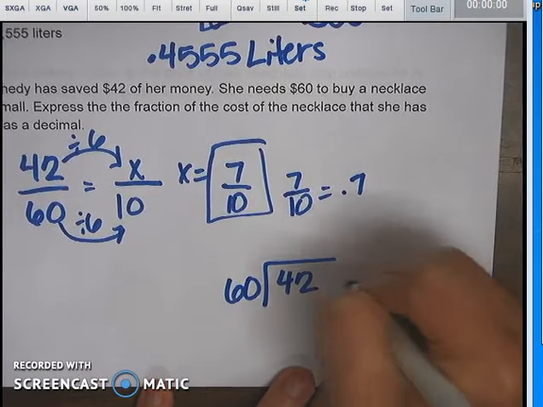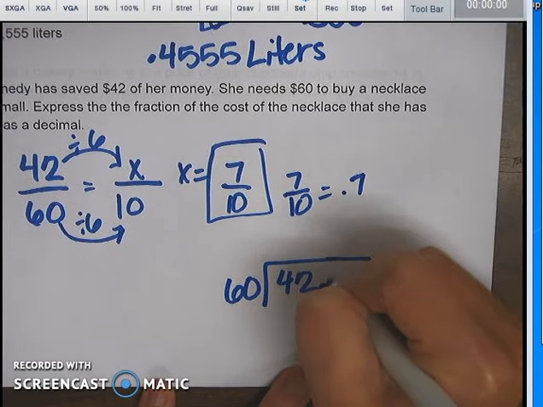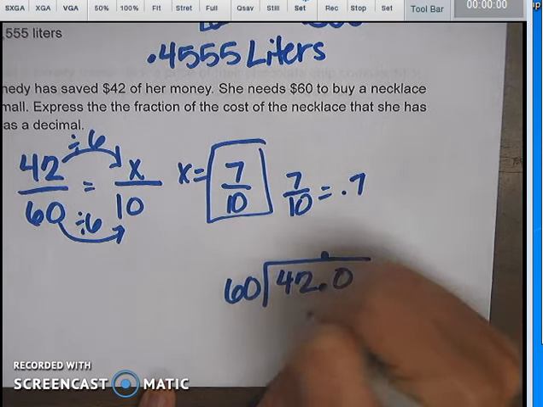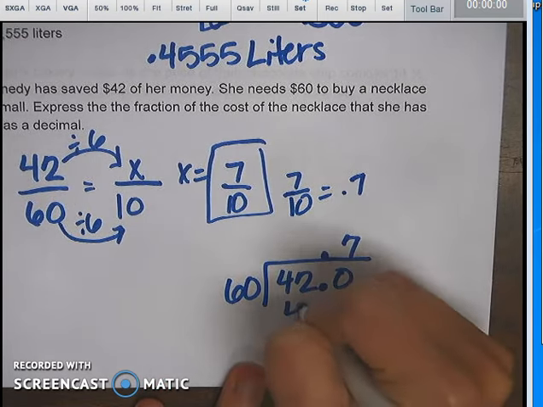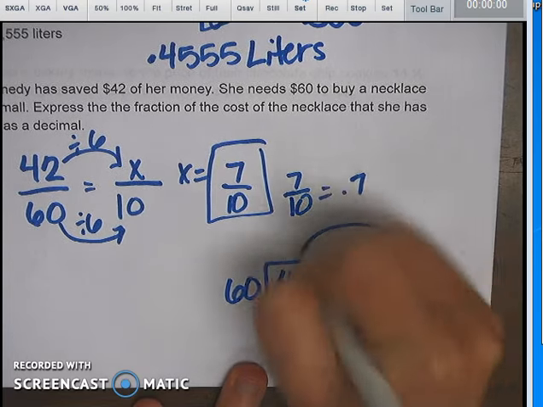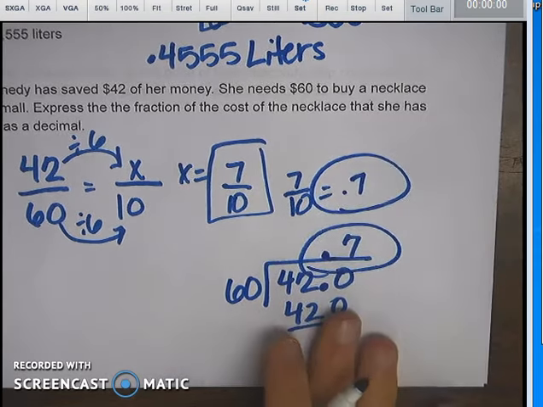Or you could just do 42 divided by 60. How many times will that... that won't work. You have to put a decimal, bring it straight up. How many times will 60 go into 42? 7. And look, you get 7/10, you get 7/10. I don't care how you do it, don't miss it.